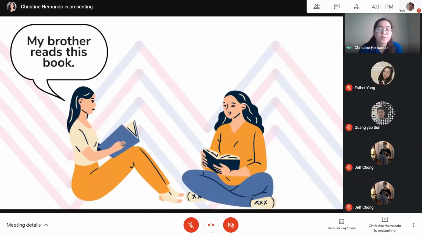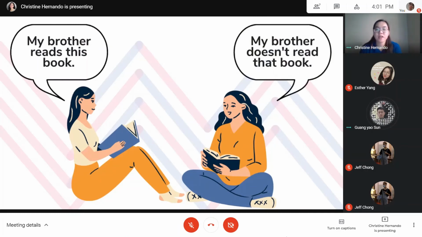My brother reads this book. Isaac, can you answer this? Yes, ma'am. My brother reads this book. The answer is my brother doesn't read that book. Okay, that is correct. Again, we inserted the auxiliary verb doesn't after the singular subject, and we followed it with the main verb, which is read. So, from my brother reads this book to my brother doesn't read that book.